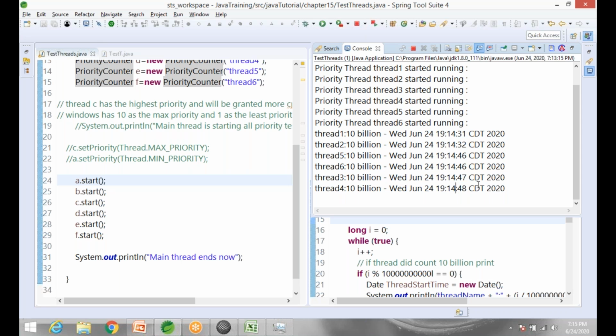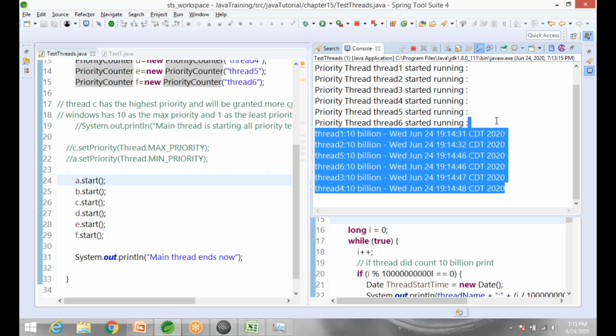Okay, so you guys understand, right, why this finished at different times versus the previous example? Yes? Yes, sir.